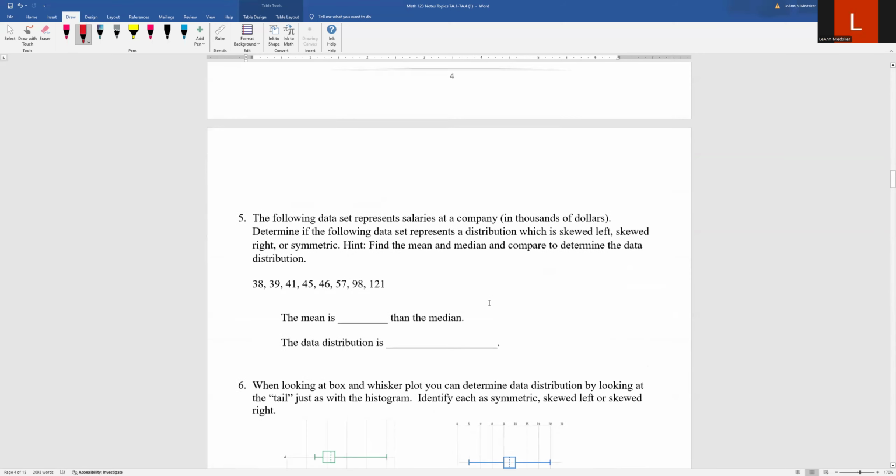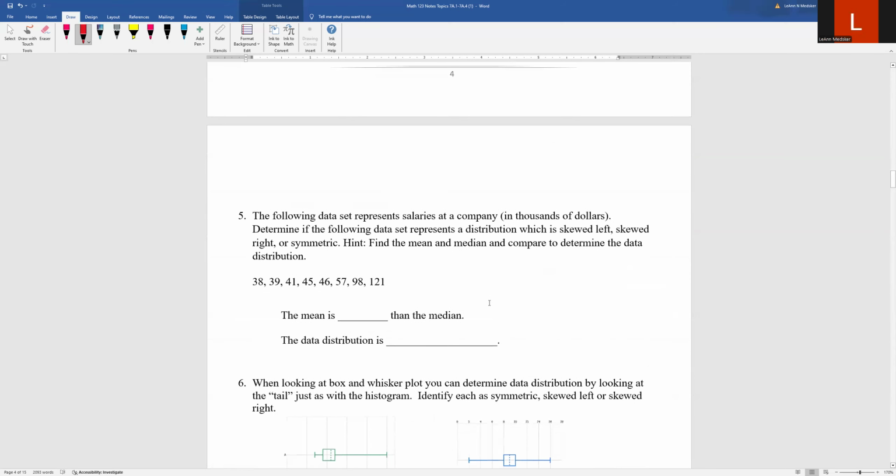All right, so let's look at this. The following data set represents salaries at a company in thousands of dollars. Determine if the following data sets represent a distribution which is skewed left, skewed right, or symmetric. Hint, we need to find the mean and median and compare them to see if it's symmetric, skewed right, or skewed left. So just to remind you how to do this, if you're doing the mean, we called that x bar. Remember, that was our little name for the mean. We add all the numbers together. We had done this before the midterm. So we add all of our values together.